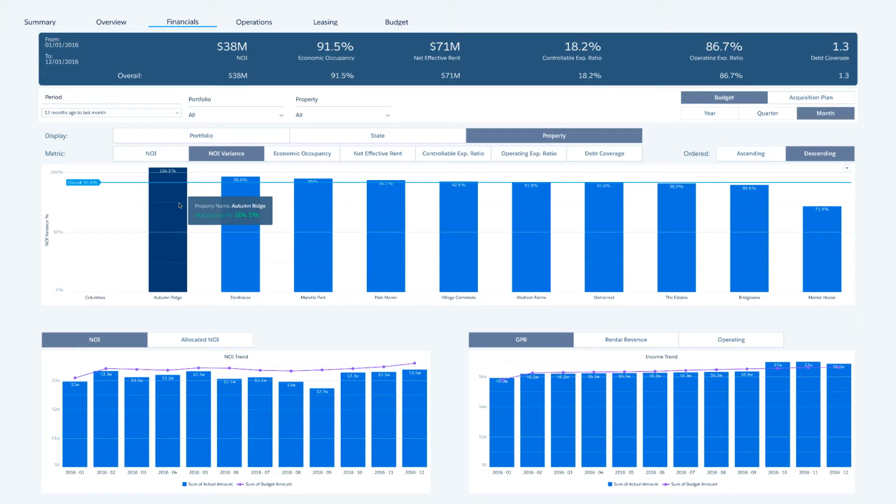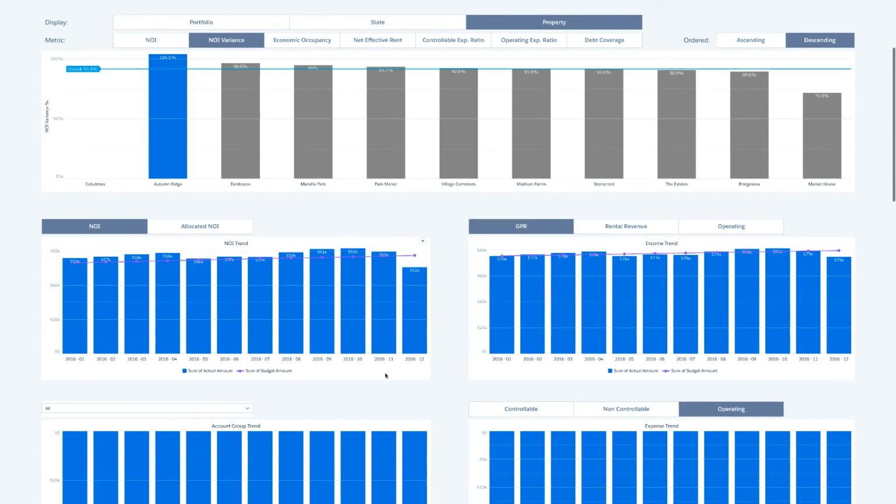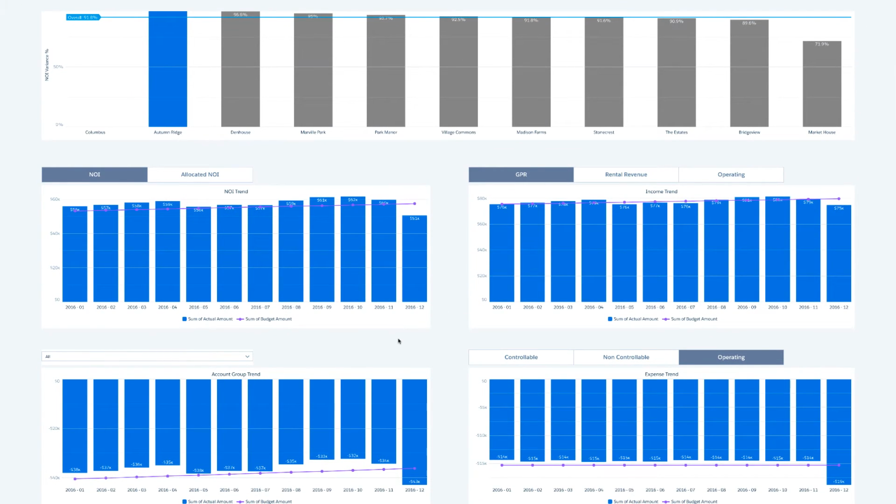To see the monthly details, I simply select Autumn Ridge, and the rest of my charts change. To look at those details, I'm going to move down to my monthly NOI trend. I quickly see that the strong performance came to an end last month.